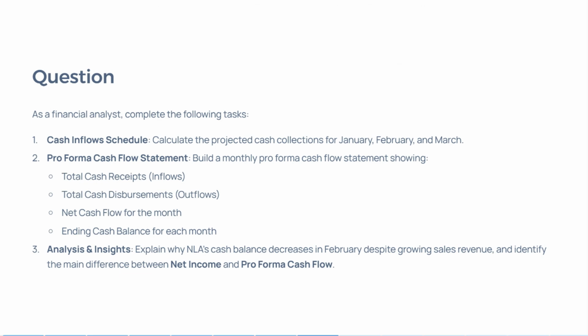Now here are our 3 required tasks as financial analysts. Cash inflows. Schedule, calculate the projected cash collections for January, February, and March. Pro forma cash flow statement. Build a monthly statement showing total cash inflows, total cash outflows, net cash flow, and the ending cash balance for each month. Analysis and insights. Explain why NLA's cash balance drops in February despite growing sales, and highlight the fundamental difference between net income and pro forma cash flow.